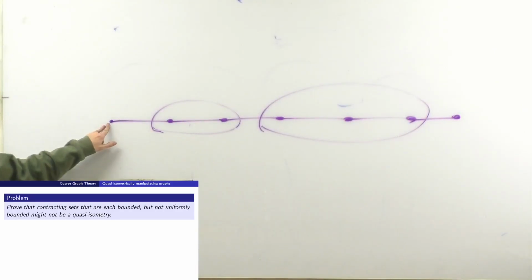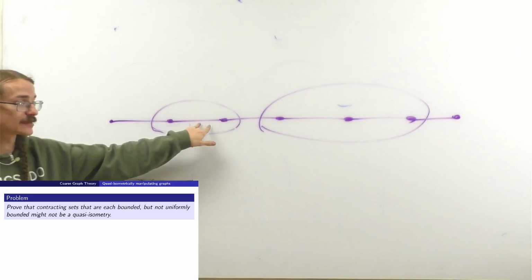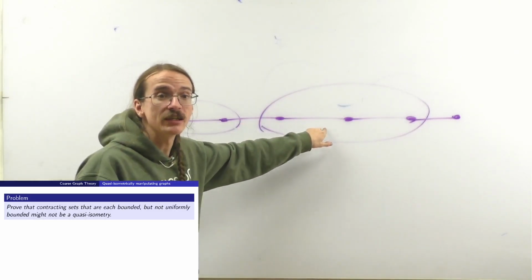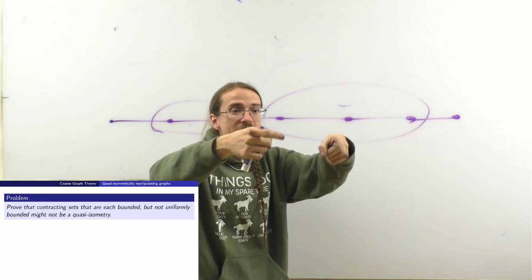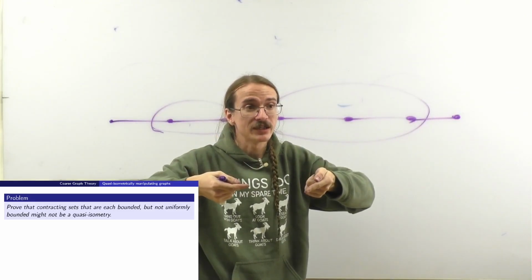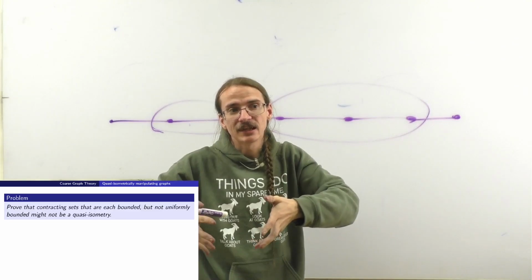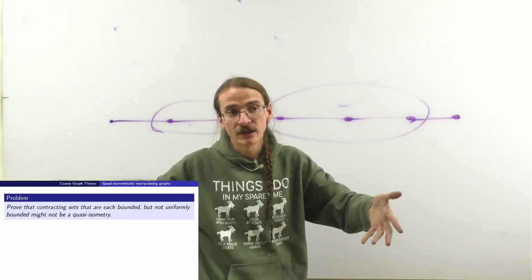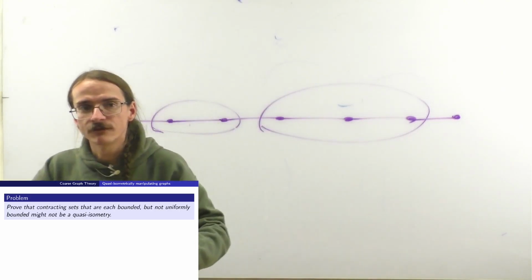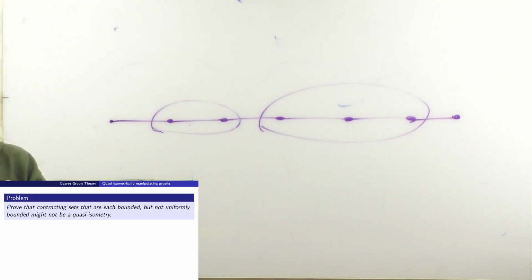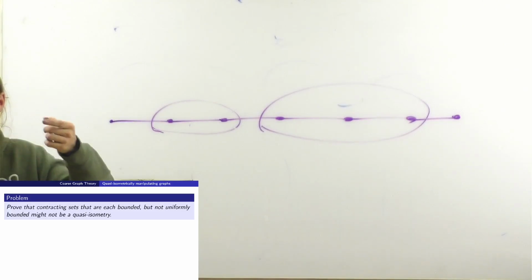My first set is the first vertex. My second is the next two. My third is the next three. My fourth is the next four. So back to your question, each of these sets is bounded. The nth set is of diameter n, but they are not uniformly bounded because for any m, just pick something bigger than that, and that set is going to be bigger than that bound. Does this check out to you?